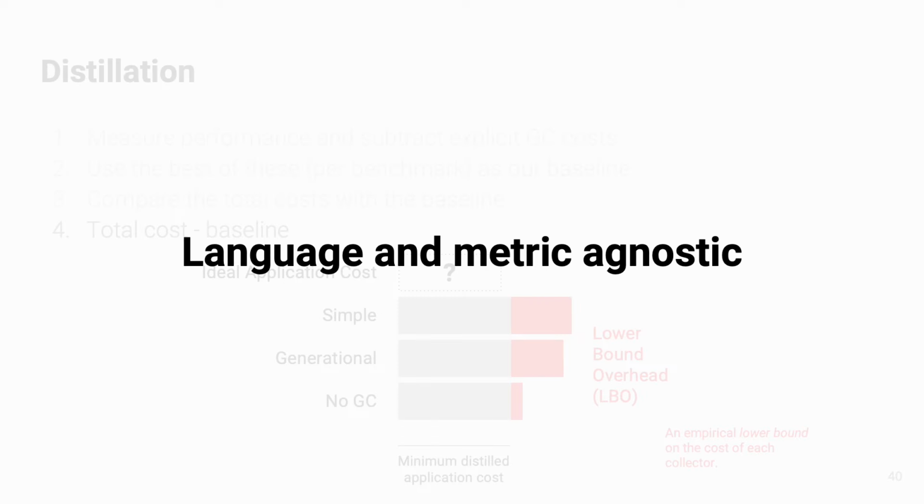A nice thing about this methodology is that it's very simple and can be applied to different programming languages, and the distillation process is orthogonal to the cost metrics we care about. You can measure wall clock time, CPU cycles, energy consumption, and so on.